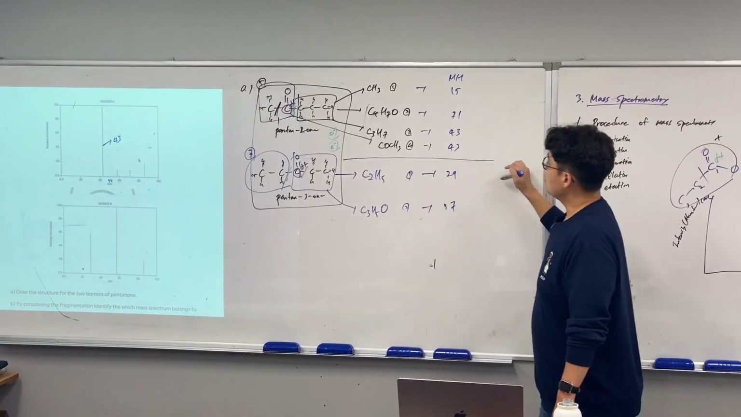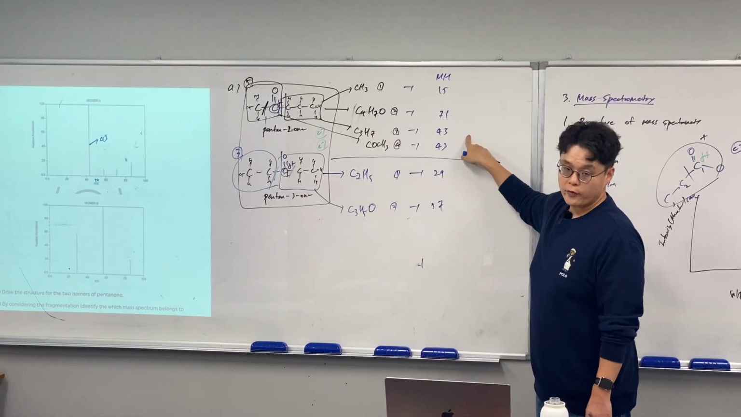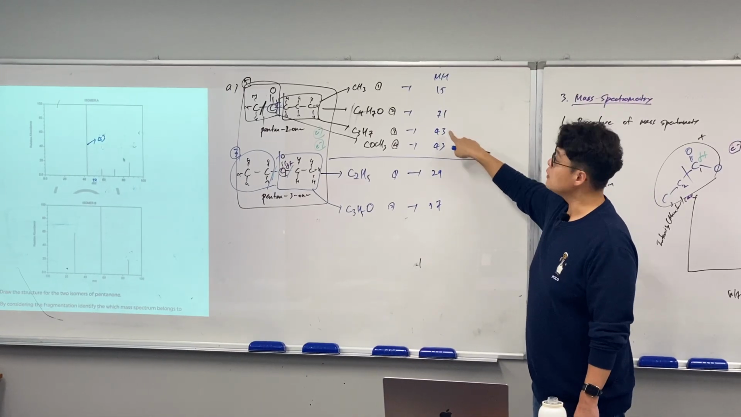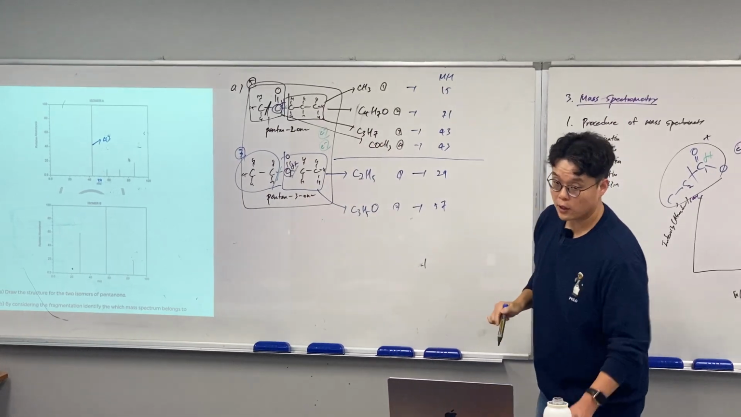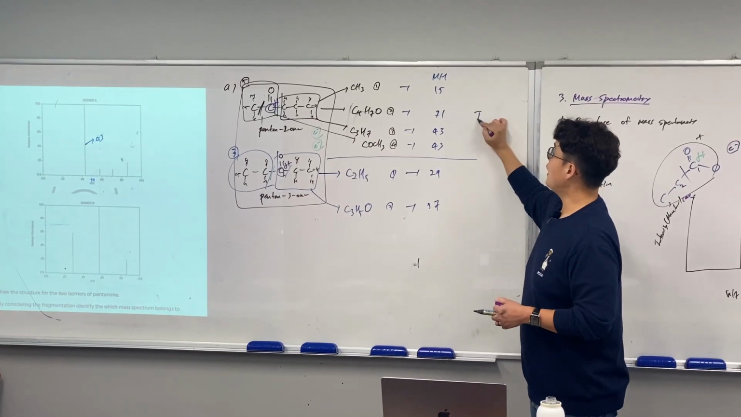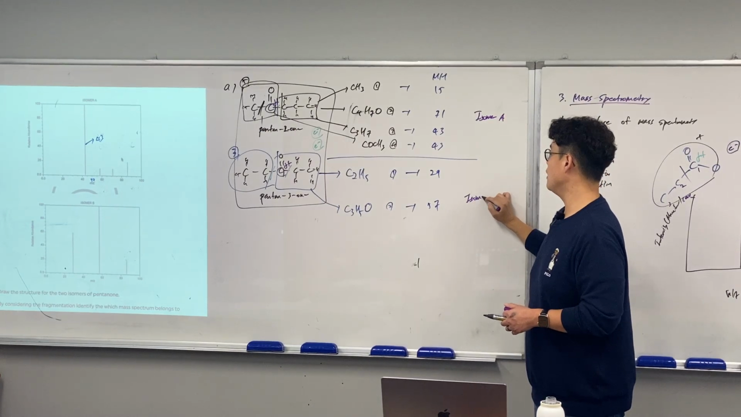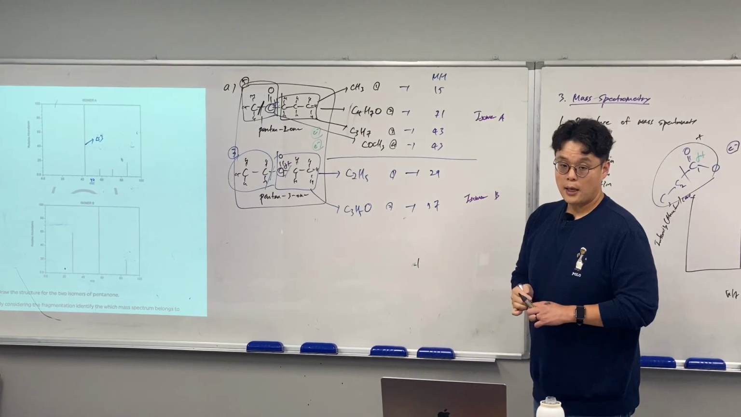Now, from the calculation of the molar mass of each fragment, we figured it out. We only see that 43 in this pentan-2-one. Therefore, this must be isomer A. This must be isomer B. How do we justify it?